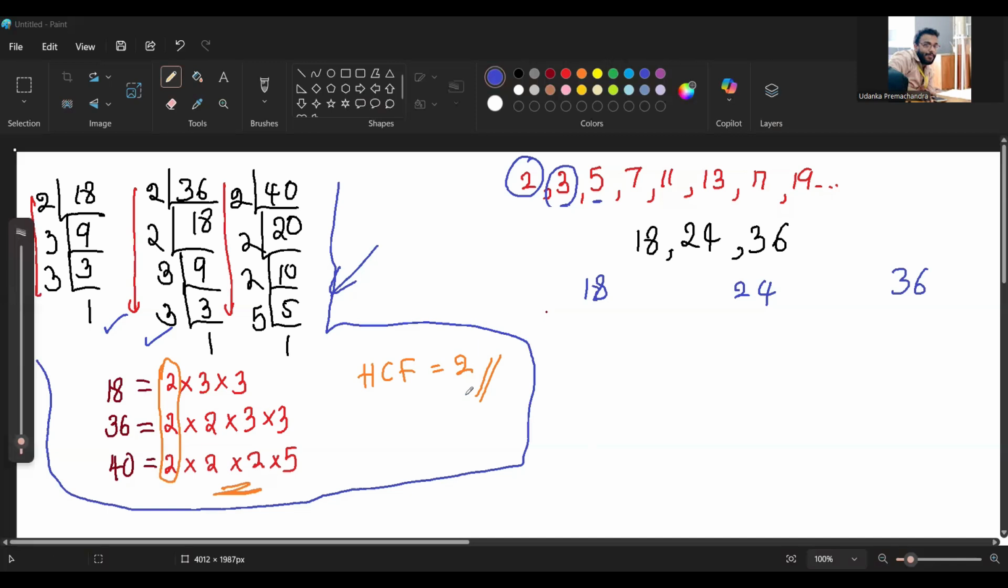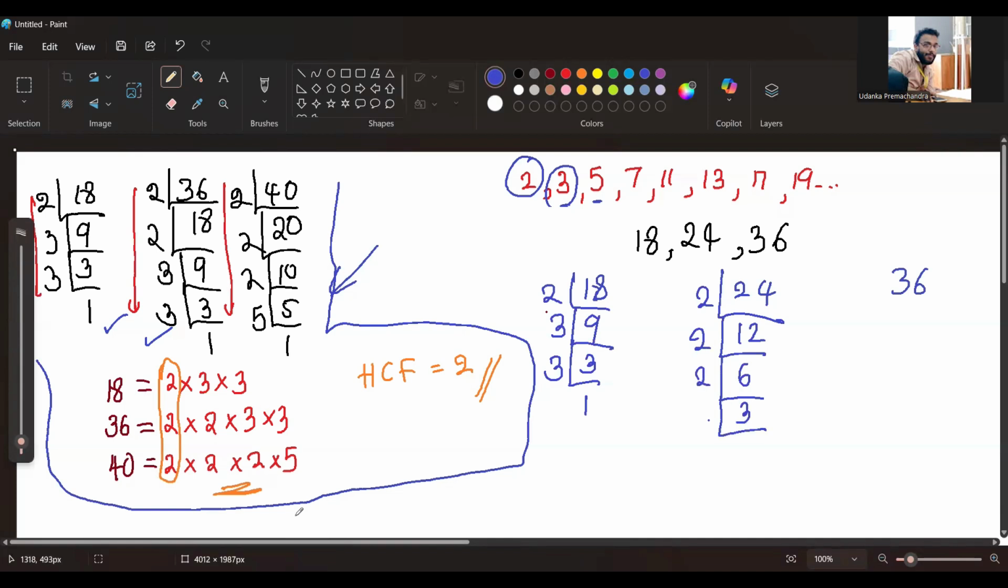Okay, is that correct? Yes, sir. For 18, you can divide by 2, it's 9. 9 can be divided by 3, it's 3. 3 can be divided by 1. 24 can be divided by 2, it's 12. 12 can be divided by 2, it's 6. 6 can be divided by 2, it's 3. 3 can be divided by 3, it's 1. Yes. Until practicing, I was just writing all this.